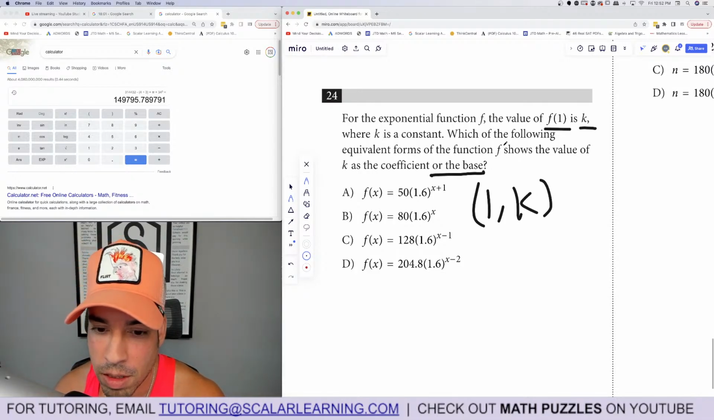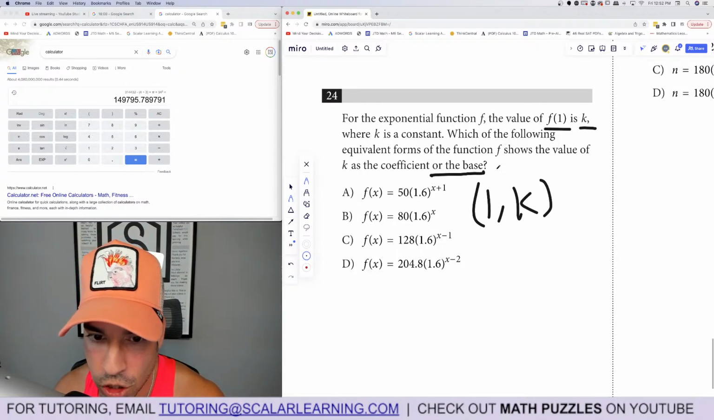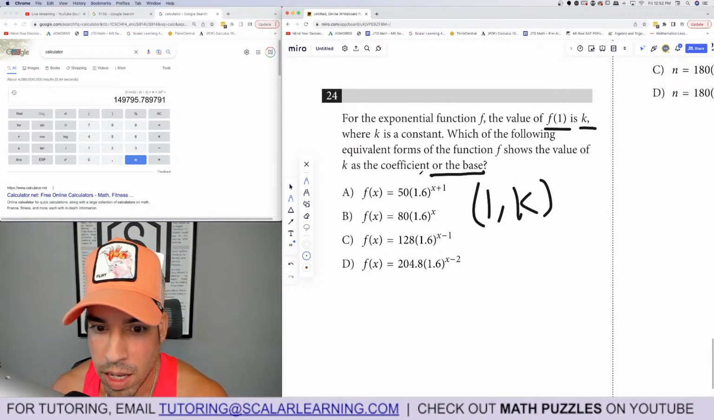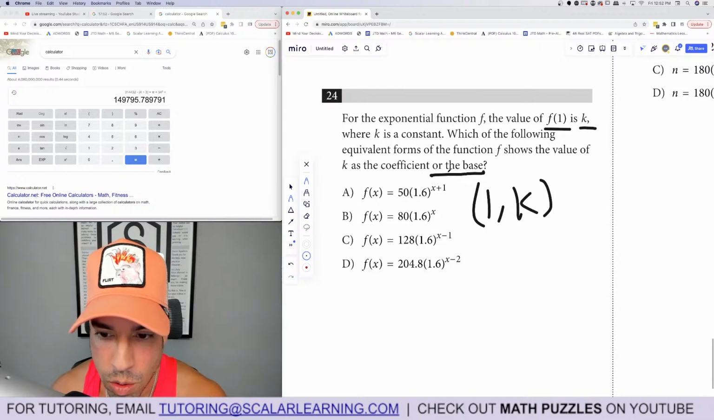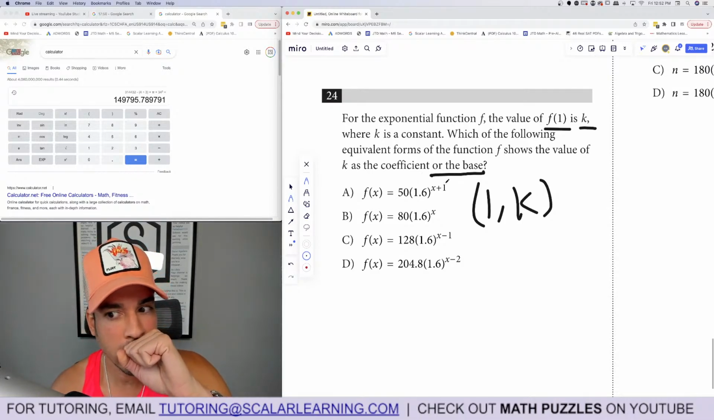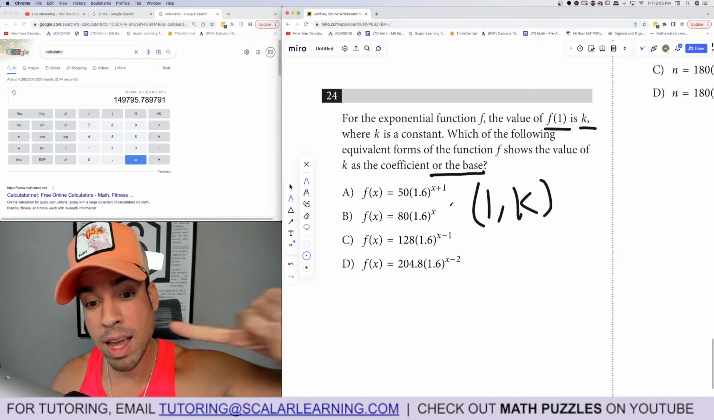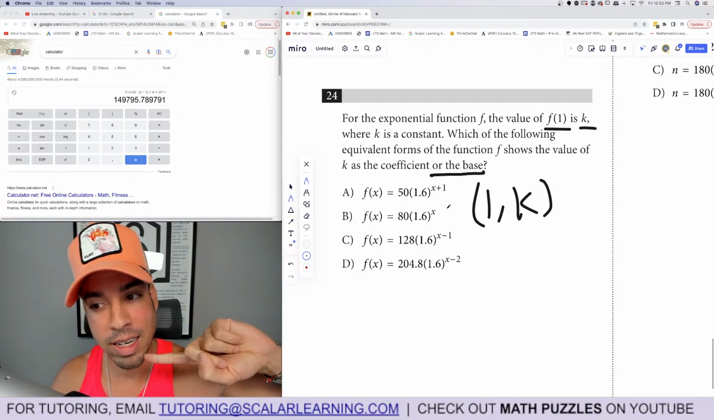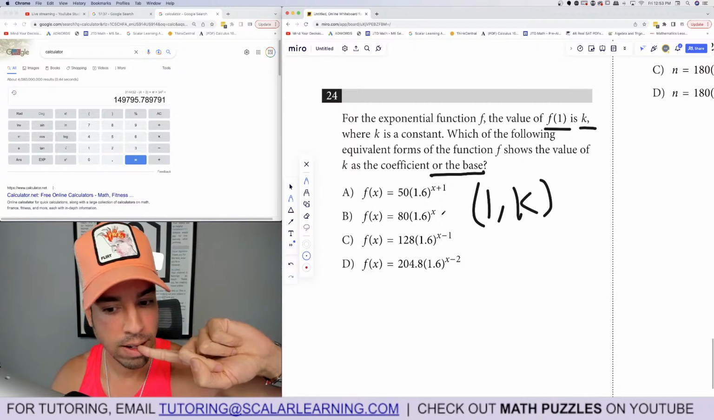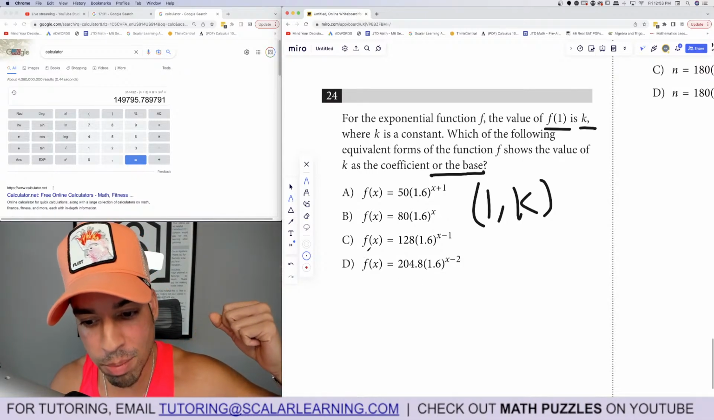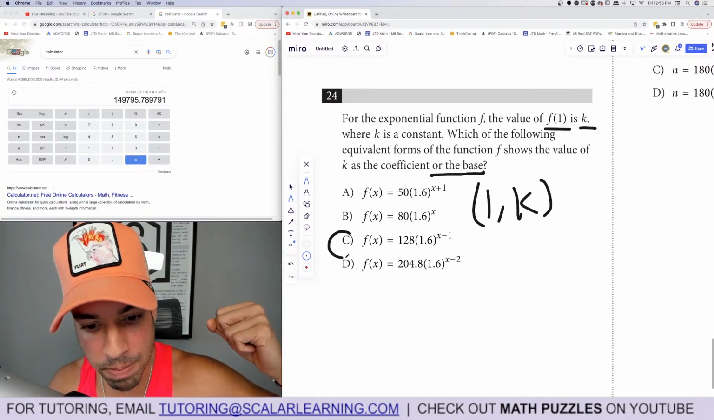So what does that mean? This is very confusing. Which of the following equivalent forms of the function f shows the value of k as the coefficient? Oh, I get it. So when I plug in f of 1, I should get the k value. f of 1 is k. Yes, it's got to be C.